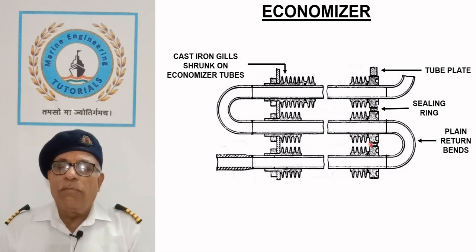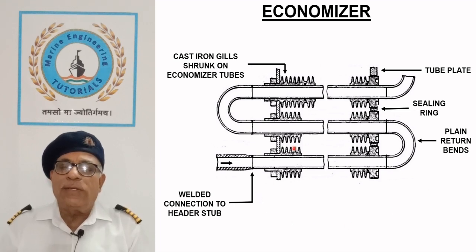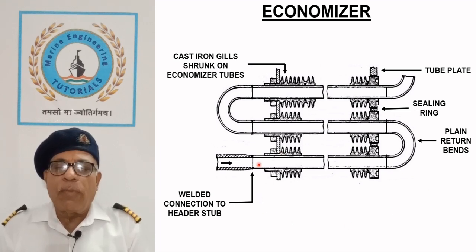Sealing rings between the tube plates and plain ends of the gill tubes prevent the leakage of exhaust gas towards the return bands. The heating coils thus formed by gill tubes and return bands are connected to inlet and outlet header stubs by welding.